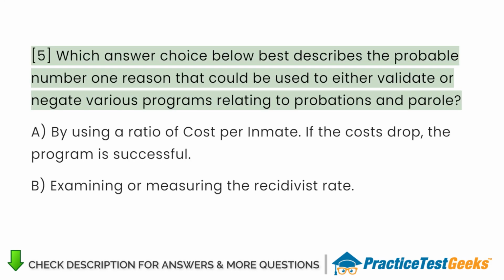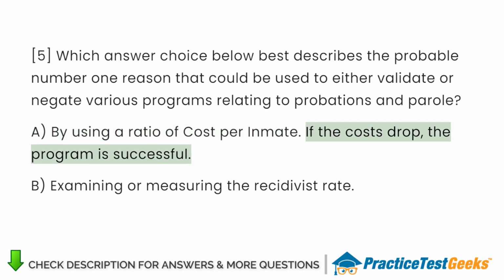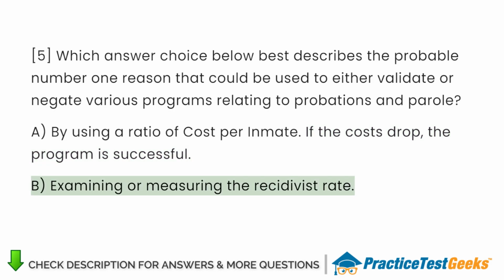Which answer choice below best describes the probable number one reason that could be used to either validate or negate various programs relating to probations and parole? A. By using a ratio of cost per inmate. If the costs drop, the program is successful. B. Examining or measuring the recidivist rate.